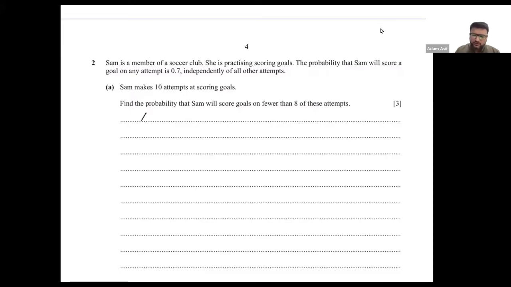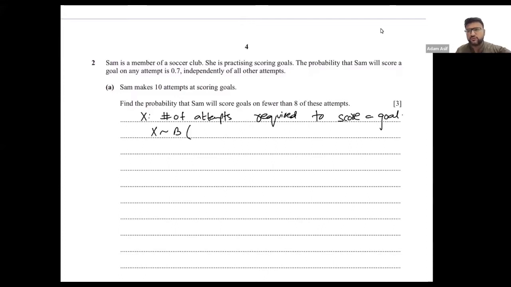Okay. So first define your random variable X. That's the number of attempts required to score a goal. Okay. X represents the number of attempts required to score a goal. What distribution does X follow? X follows a binomial distribution with 10 attempts, and the probability of success is 0.7. We need to find the probability that she is going to score in fewer than 8 attempts.